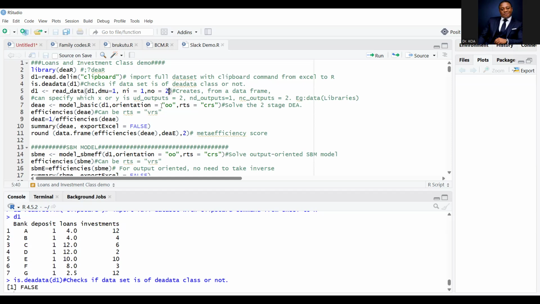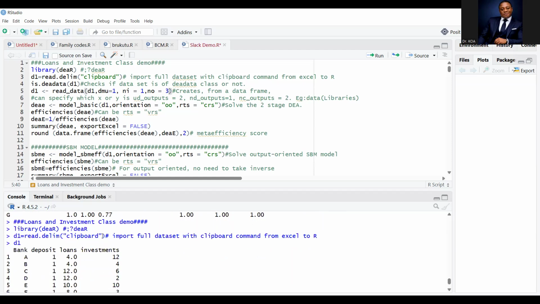So you specify that. But apart from this, there are other things you can specify. For example, imagine that one of the outputs was undesirable. Let's say you had non-performing loans, and it was a third variable. Then you are going to say that the number of outputs here is 3. Let's assume that the last column will be the non-performing loans. Then in that case, you have to come and type here. This is very important. Type comma, and then put here UD, undesirable underscore output.